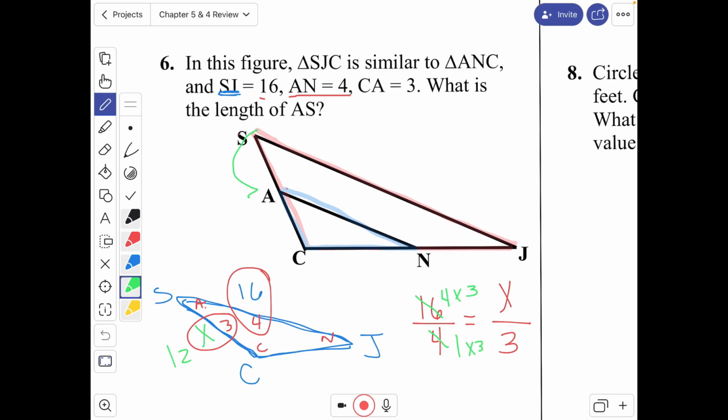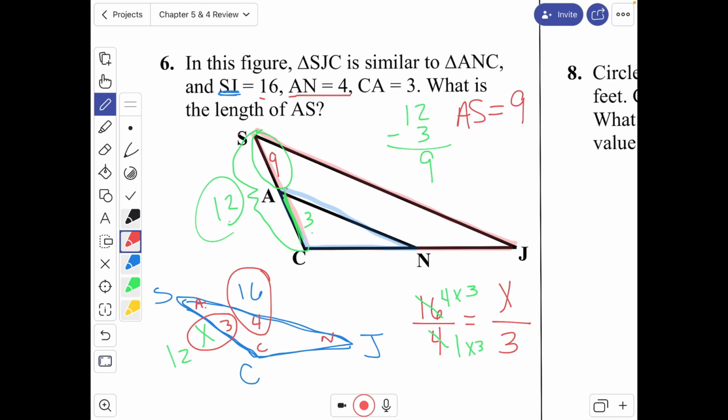So this big long side is 12. And they said that this part was 3. So what does that leave for this part? I know in our drawing it looks like half, but if I put 3 down here and 3 up here, that would make 6, not 12. So what could I add to 3 to make 12? Nine. If I put 9 right there, then 9 plus 3 makes 12. So AS equals 9.